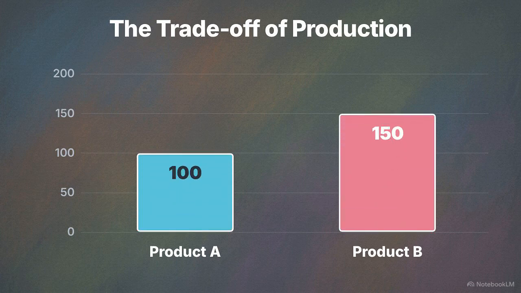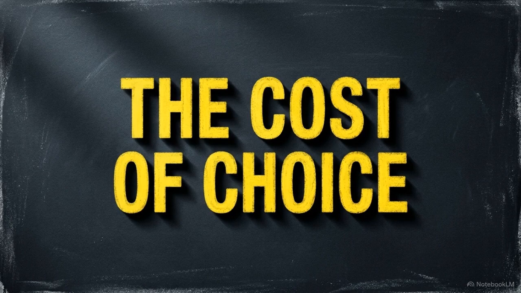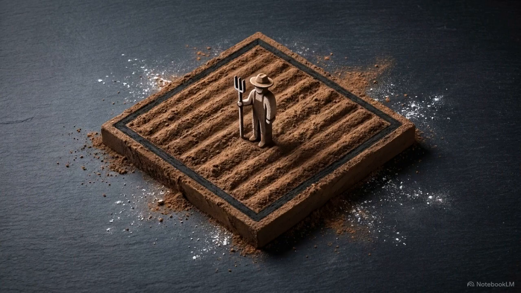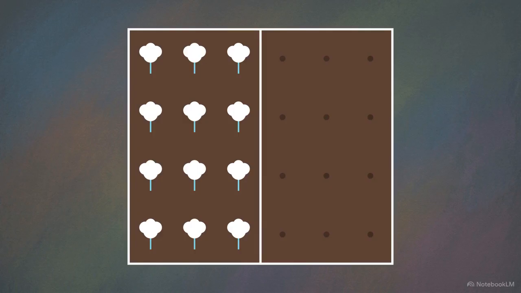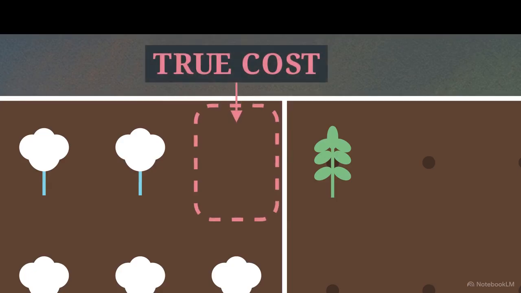Every time you choose to produce more of one thing, you have to give up something else. In economics, we call this opportunity cost. Imagine a farmer with a fixed plot of land. To plant a new acre of wheat, they have to rip out an acre of cotton. The cotton sacrificed is the true cost of the new wheat.